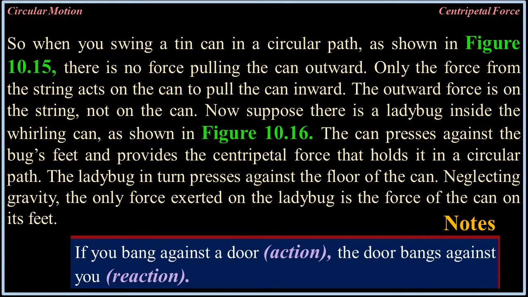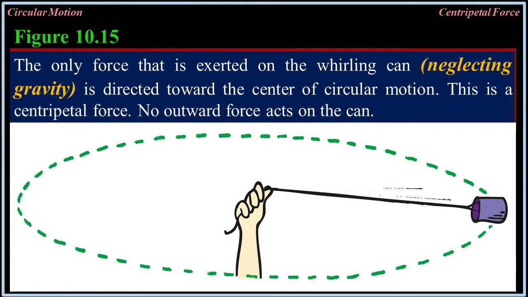So when you swing a tin can in a circular path as shown in Figure 10.15, there is no force pulling the can outward. Only the force from the string acts on the can to pull the can inward. The outward force is on the string, not on the can.